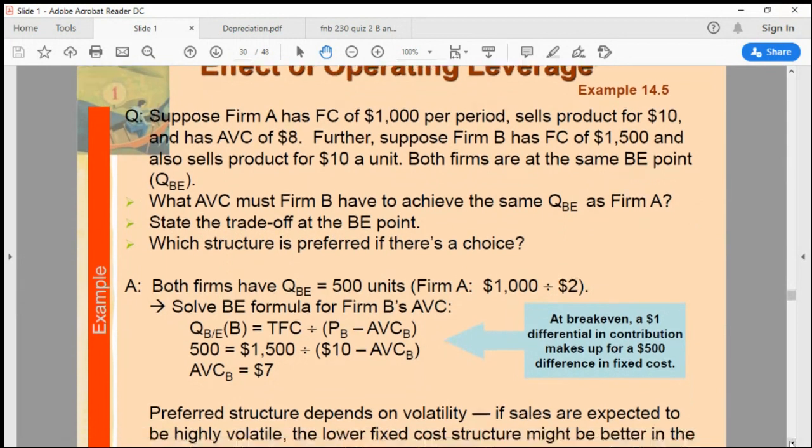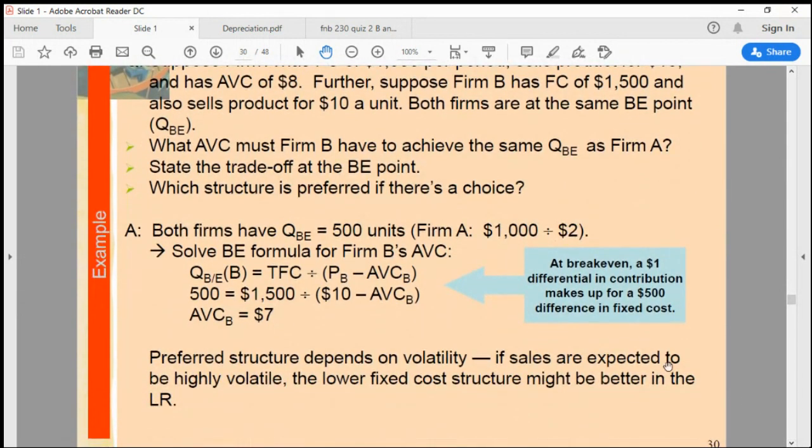So let's take a look. Both we can solve for break-even point first, right? Both firms have the same break-even point, 500 units. It wasn't given, but we can easily find it because if you divide firm A's fixed cost by the contribution margin, or gross profit margin, you get 500. So firm B has the same. So then it's simply a matter of solving for AVC in this case.